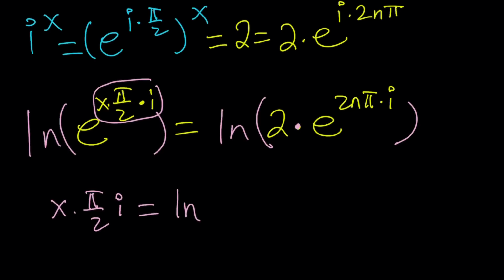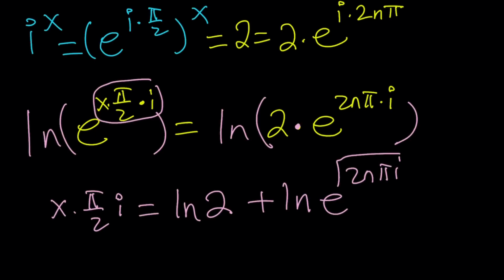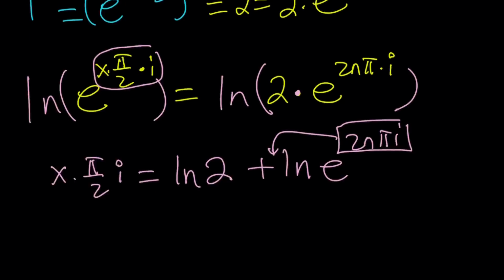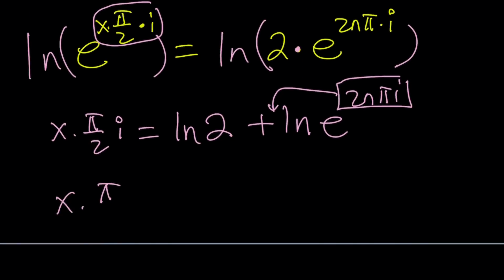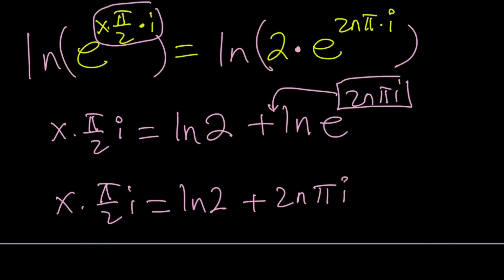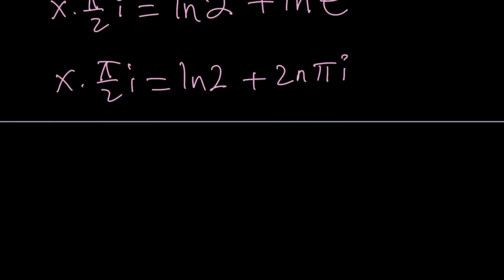So we can write it as the sum of two logs, ln 2 plus ln e to the power 2nπi. But again, this we can bring to the front, and this is going to be x times π over 2i equals ln 2 plus 2nπi. Awesome. Now, we got rid of all the exponents, so it's kind of nice. We want to solve for x, so it would make sense if we divide both sides by π over 2i. Let's go ahead and do it.